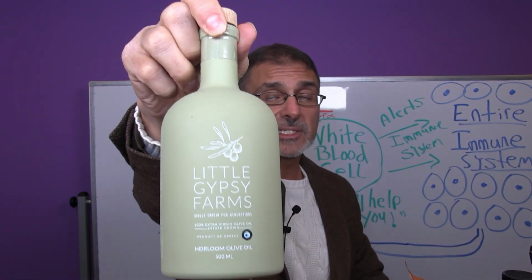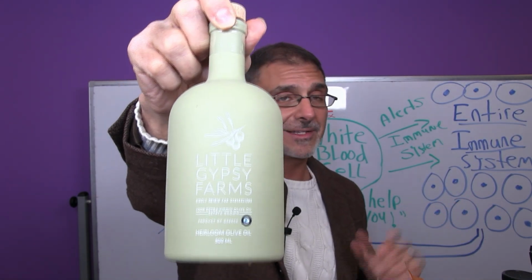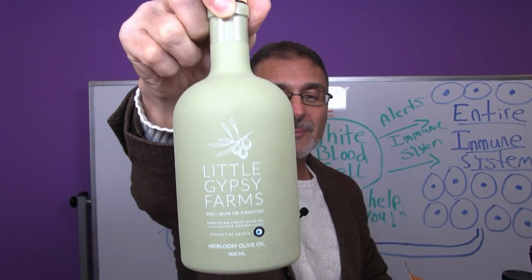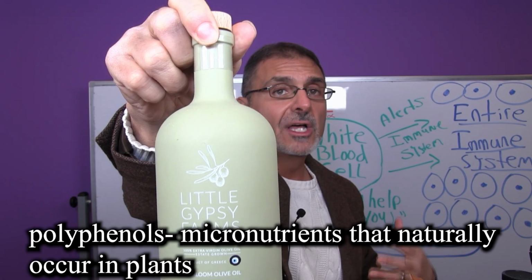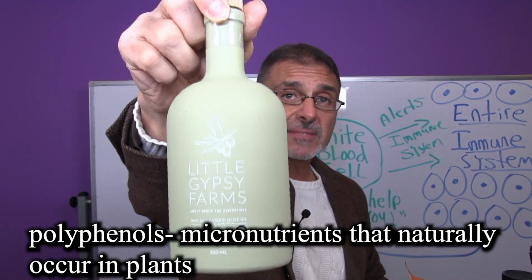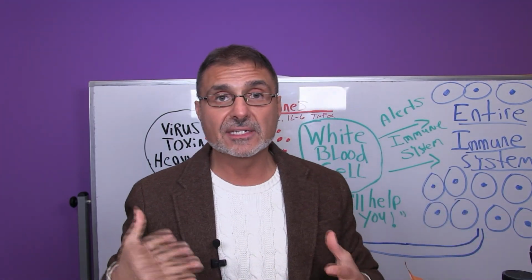We can also use things like olive oil. This is Little Gypsy Farms. I don't get any financial kickbacks from them, although they did give me a case of free olive oil once. I'll take another one anytime, Gypsy Farms. But these guys have a high polyphenol olive oil, tons of antioxidants in it, and this may help to reduce that inflammatory reaction that's connected with an elevated cytokine.